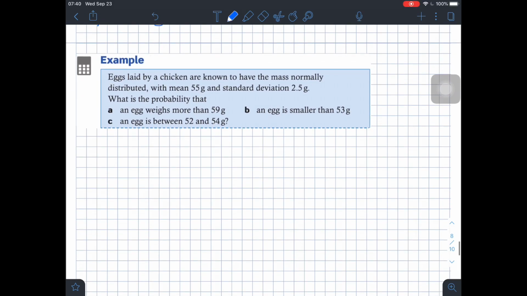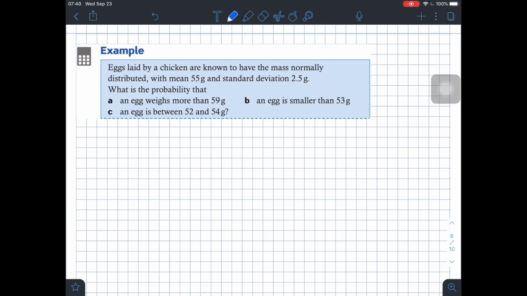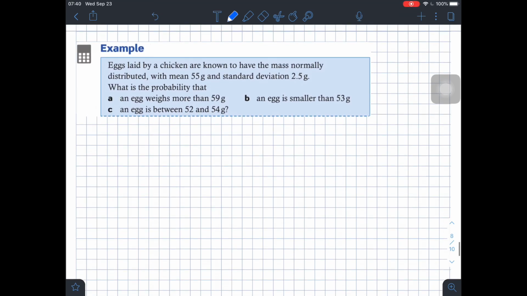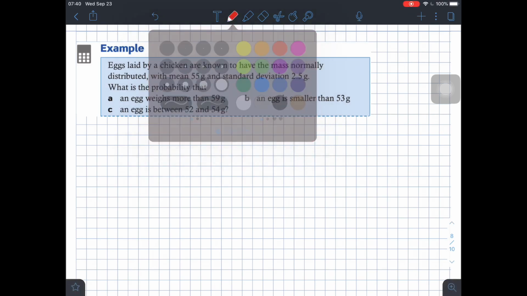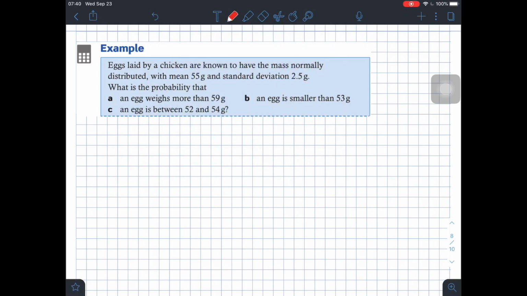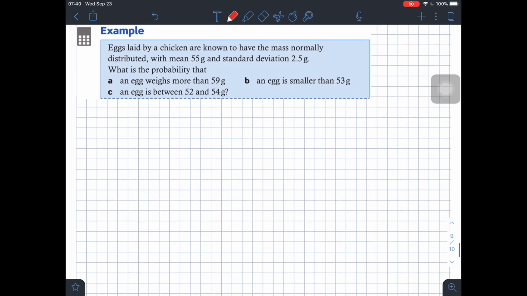Okay, to finish, we're gonna see this last example. It says, eggs laid by a chicken are known to have the mass normally distributed with a mean of 55 grams and a standard deviation of 2.5 grams. What is the probability that an egg weighs more than 59 grams? B, an egg is smaller than 53 grams, and C, an egg is in between 52 and 54 grams.